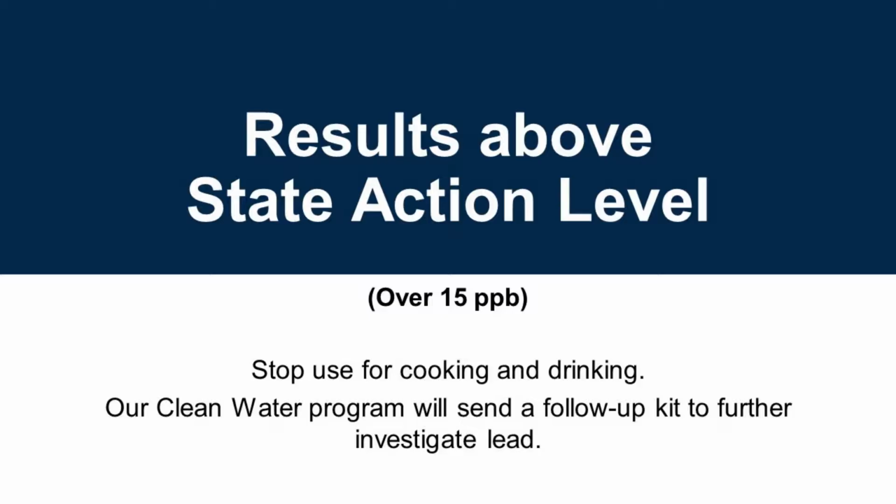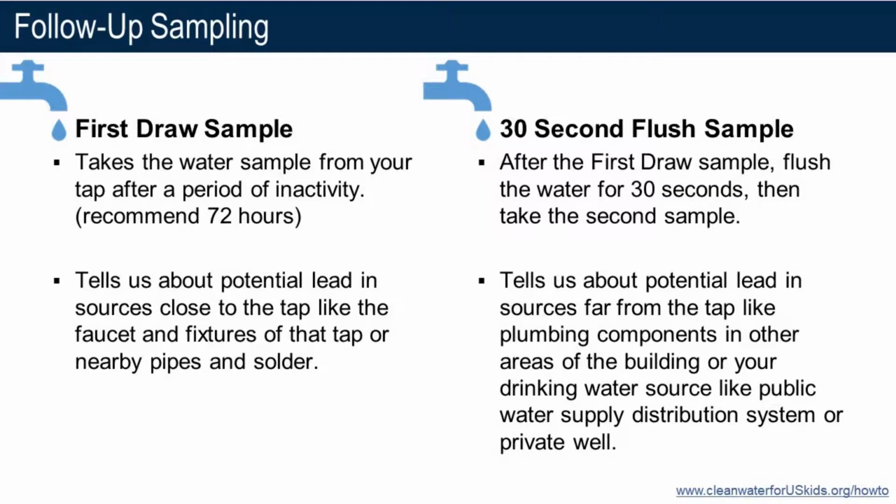And last, we'll cover what it means when your results are above the state action level. You should immediately stop use for cooking and drinking at that tap, and the program will send a follow-up kit to further investigate lead in that drinking water tap. Follow-up sampling consists of a 2-step process, which includes collecting a first draw sample and a 30-second flush sample.